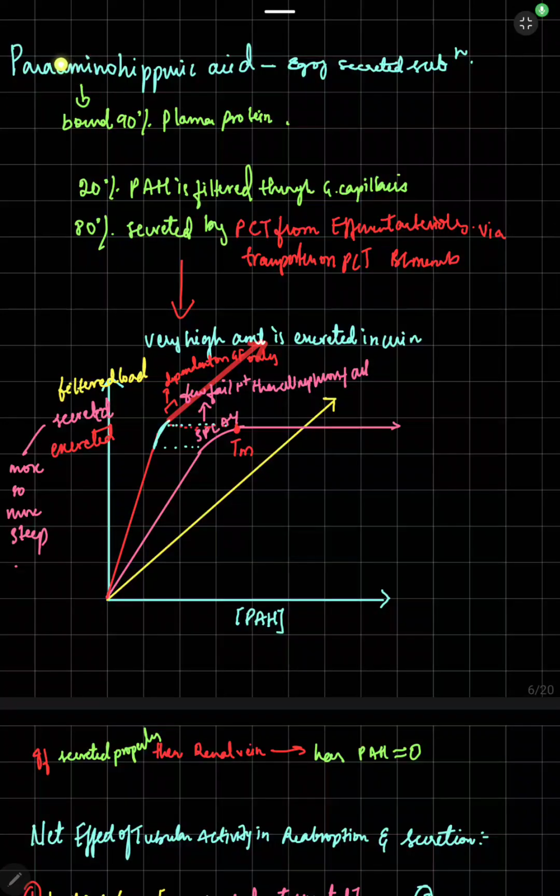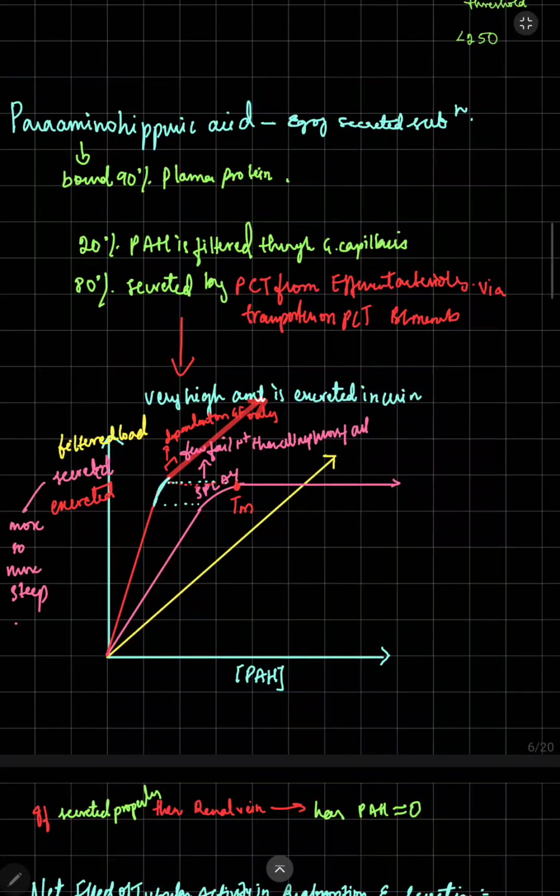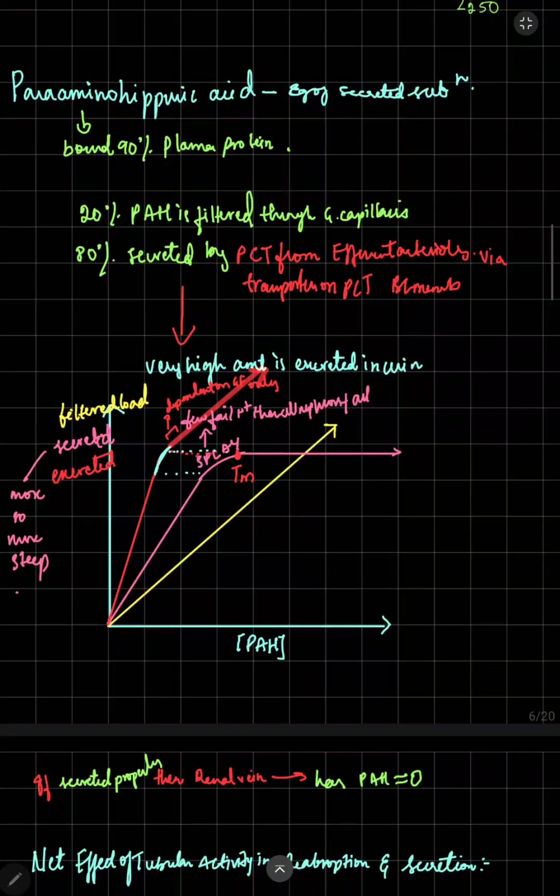So in this video we'll be talking about what is para-aminohippuric acid (PAH). Okay, so it is an example of a secreted substance. 90% of it is plasma protein bound in blood. So when it is filtered, 20% of PAH is filtered through glomerular capillaries and 80% is secreted by the PCT from efferent arterioles. Alright, there are transporters present on the basolateral membrane of the PCT.